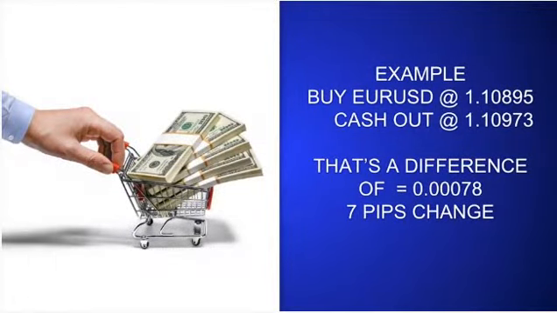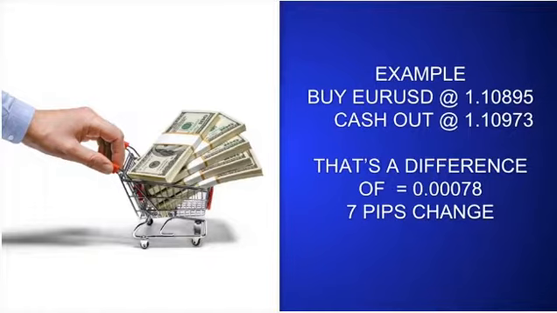In order to make some money, you're going to have to purchase a large amount of units of currency. Remember, guys, you're purchasing rates, units of currency in the form of pips. So you'd have to purchase a large amount of currency. I have an example here. Let's say you bought the Euro USD at 1.10895, and then you decide to cash out at 1.10973. That's actually a difference of 7 pips.